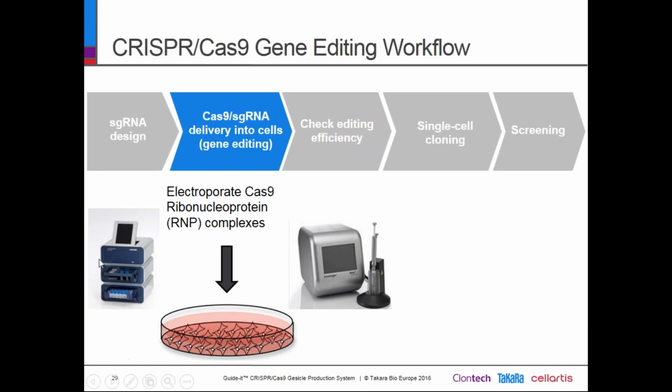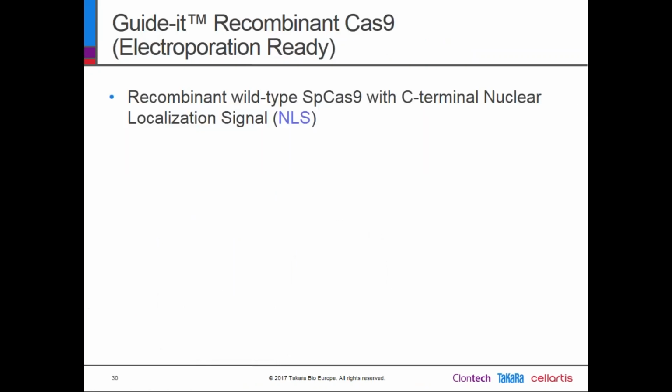And I just showed here the Lonza nucleofactor or the Neon from Thermo Fisher. And what we provide is highly pure recombinant SpCas9 carrying a C-terminal nuclear localization signal. So our enzyme has high concentration, 3 micrograms per microliter, and low glycerol content, 10%. So why is this important?